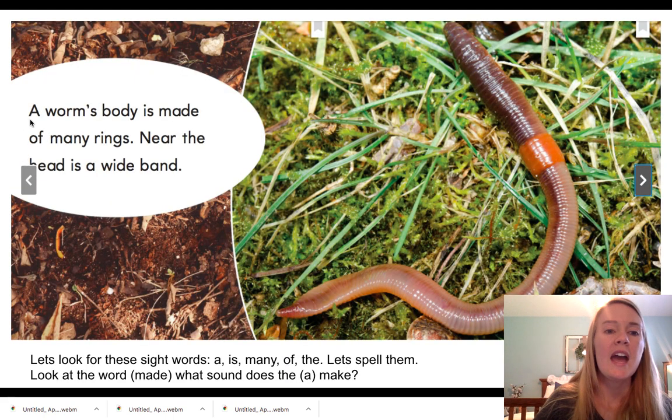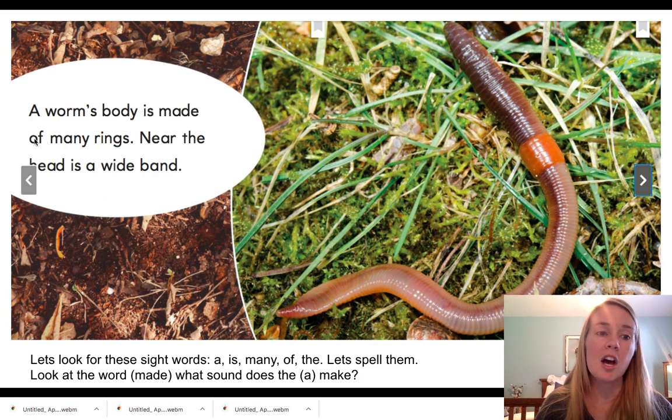A worm's body is made of many rings. Near the head is a wide band. So let's look for the sight words. I'm going to give you some sight words now, and you're going to find them and point to them with your pointer power on this page right here. So the first sight word I want you to find is A. Find the word A.